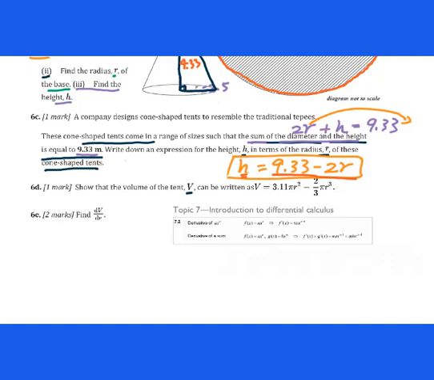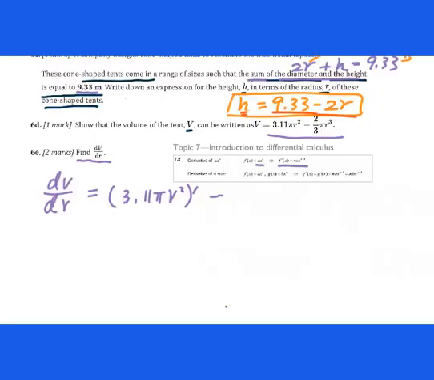For 6E, we need to figure out dV by dr. That's the derivative of ax to the nth power. This is the formula you got to use: drop down n, then get n minus 1. Therefore, for dV by dr, since this is a polynomial function, I will do 3.11 pi r squared, we do derivative. Then minus 2/3 pi r to the third power, we do derivative.